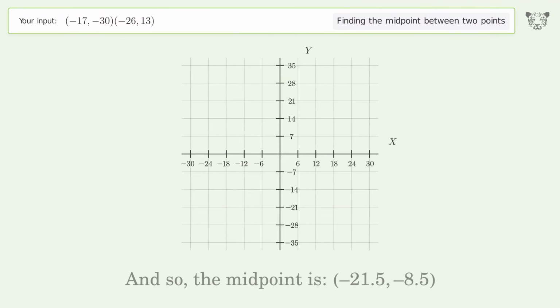And so, the midpoint is, negative 21.5, negative 8.5.